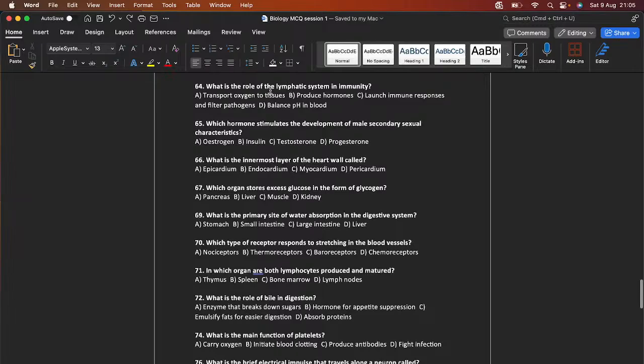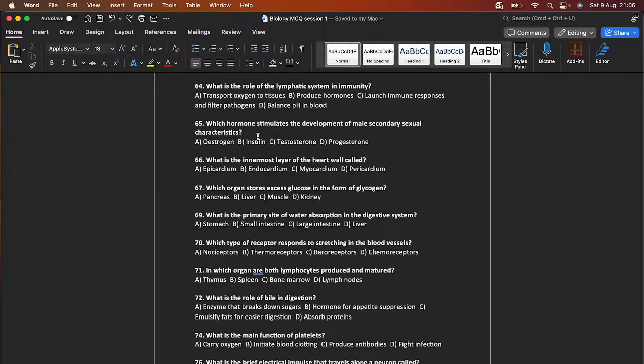What is the role of the lymphatic system in immunity? To transport oxygen to tissues, produce hormones, launch immune responses and filter pathogens, or balance pH in blood. So the right answer is launch immune responses and filter pathogens.